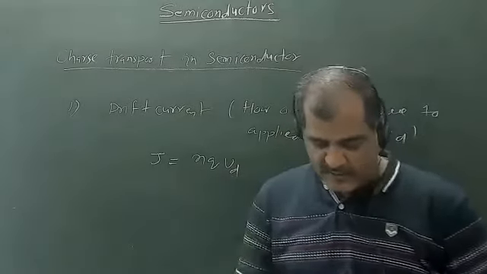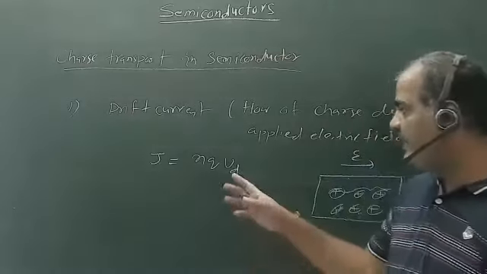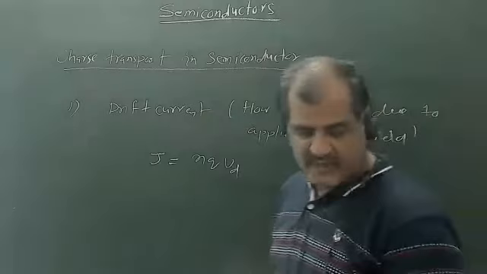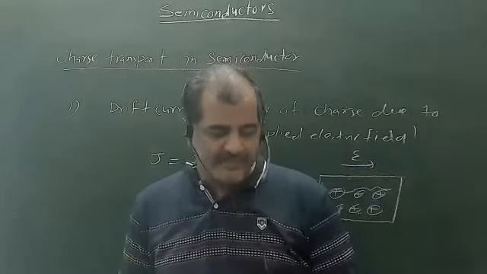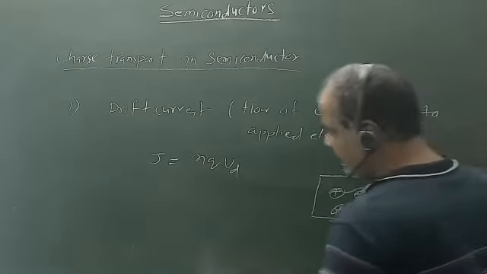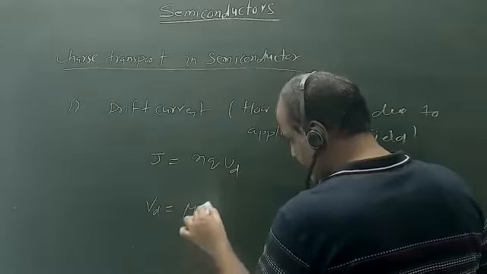Okay, so drift velocity की definition क्या है? When you apply electric field in the crystal, your charge carriers move with some average speed. That speed is called your drift velocity. Okay, and I know my drift velocity is equal to mu into E.